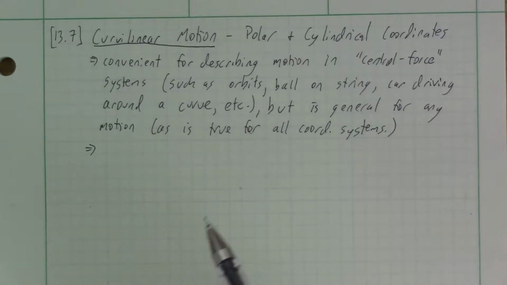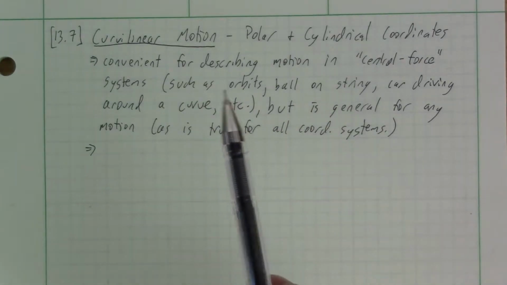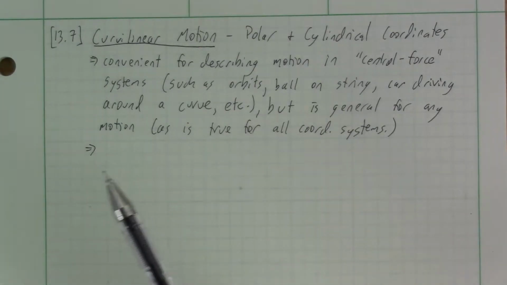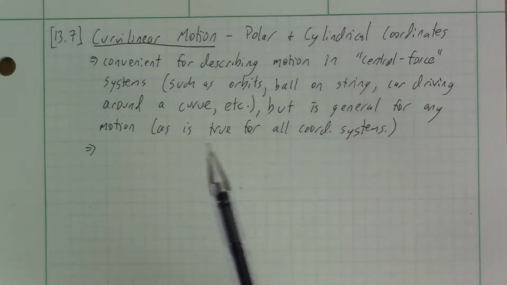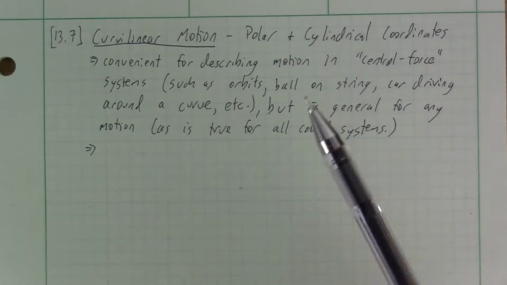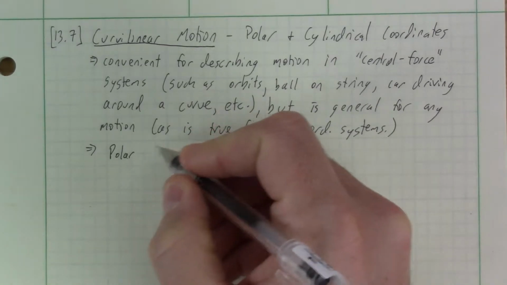But this is the last, so we've talked about Cartesian. Well, so first we started with rectilinear motion, but that's just motion in a straight line. Don't really need a coordinate system for that, it's just a one-dimensional line. We have then Cartesian, natural, and now polar coordinates. And this is where we're gonna leave it and move on after this.